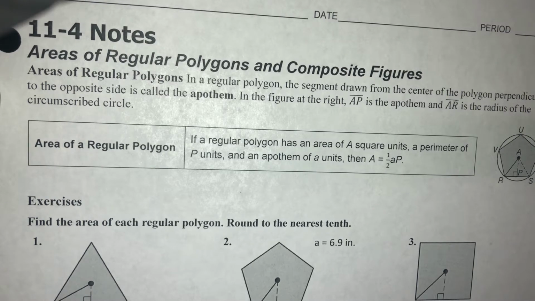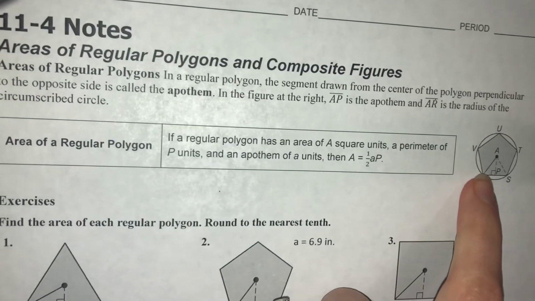Hello, geometry students. Today's lesson is about finding the areas of regular polygons and composite figures. Now, regular polygons are something we've talked about earlier this year. If you will recall, a regular polygon is a polygon who has all congruent side lengths and all congruent angles.